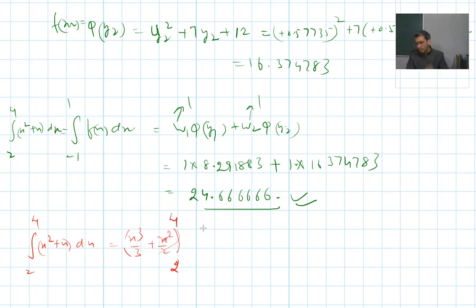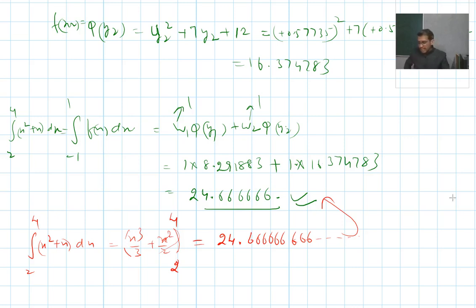Its value comes out to be 24.666666 and so on, the 66 keeps on repeating. So that means this result is much closer to this result, because the 66 is repeating itself, right? So that means the Gaussian quadrature formula is also a very good formula to find the integral.